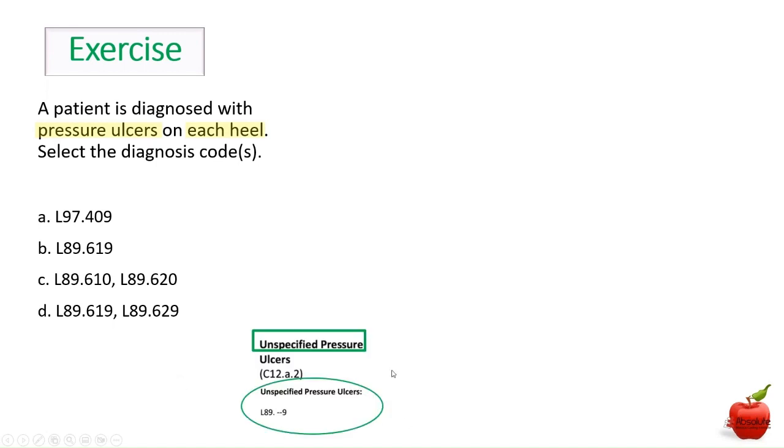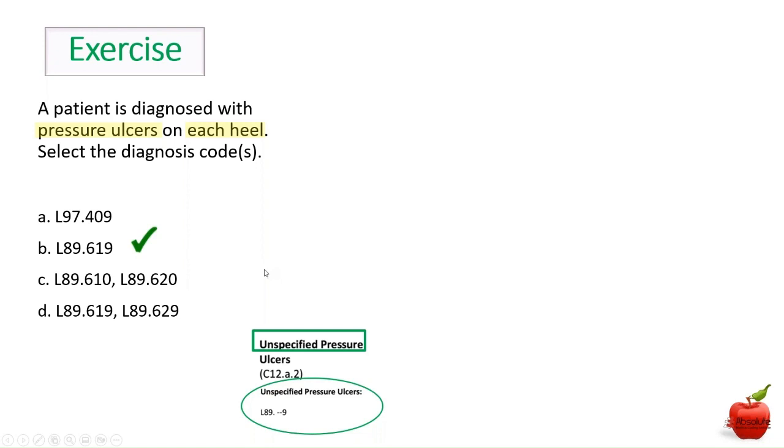So let's look at these codes. Pressure ulcer on each heel. All right, so if it is unspecified, because we don't know what stage it is, we're going to hone in on L89 and it ends in 9. As soon as we do that, we could eliminate at least one on sight, and that would be C. It sure would. It would be C.